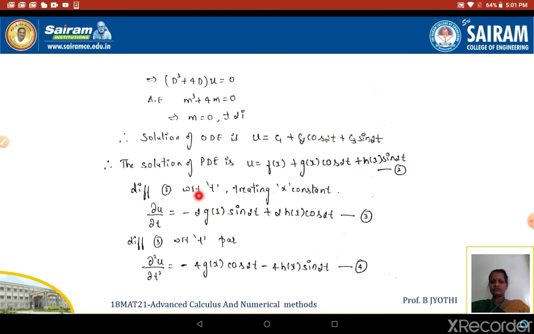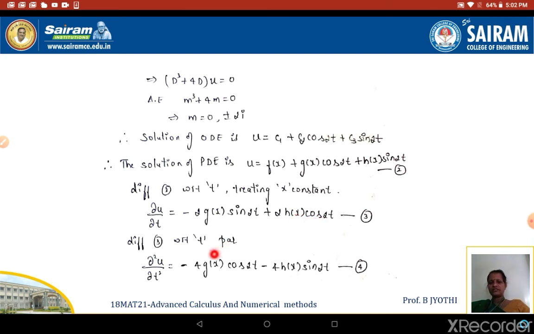Now differentiate this with respect to t, treating x as a constant. Then we get dou u by dou t is equal to, treating x as constant, f of x will become 0 because no other term is multiplied here, and minus g of x into sin 2t into 2, because cos 2t is differentiated and it will be minus 2 sin 2t into g of x, plus twice of h of x into cos 2t. This is what we get.